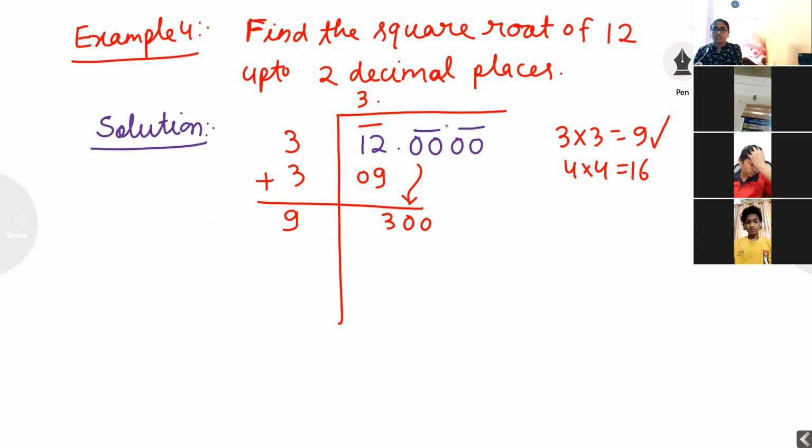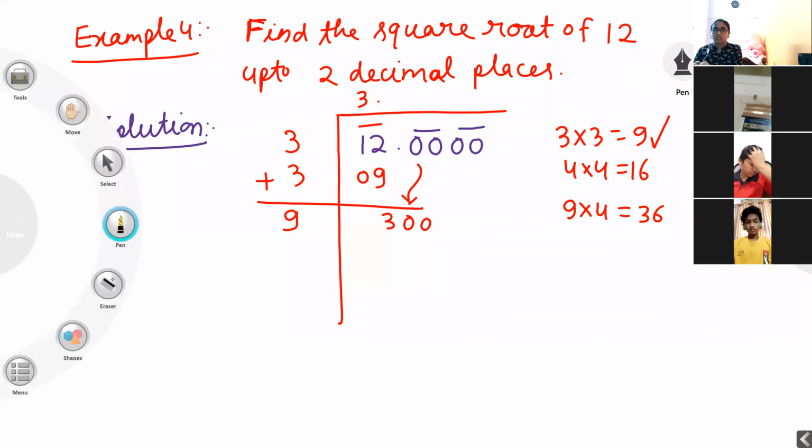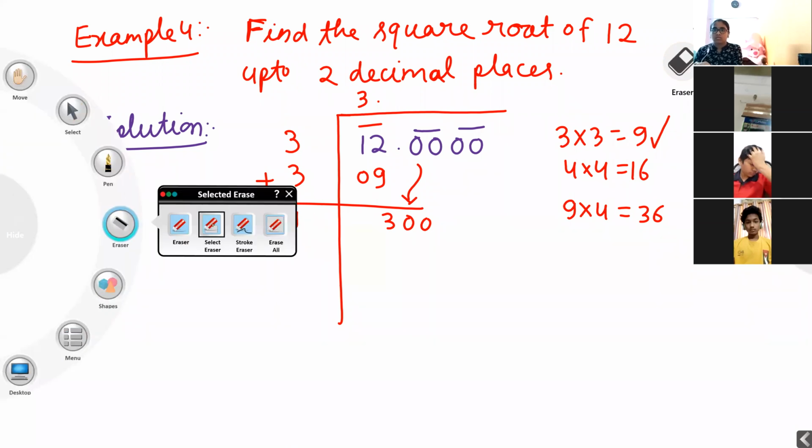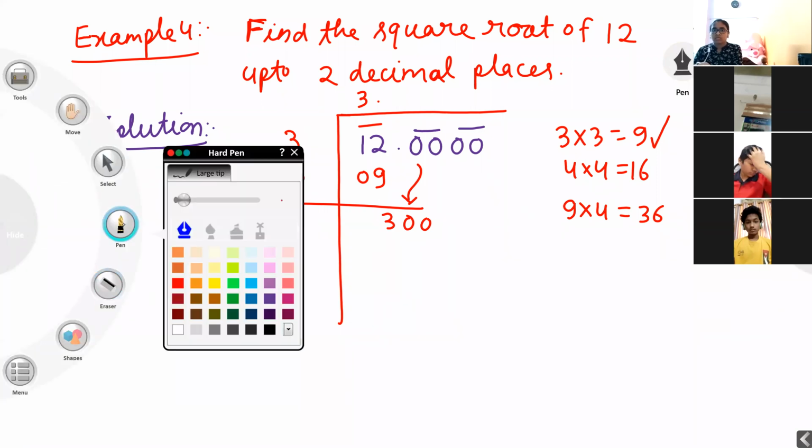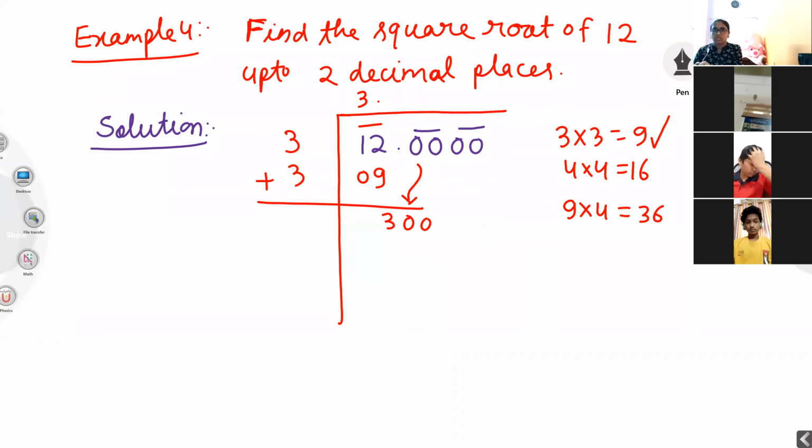If I want to multiply 9 into 4, 36. Here I am doing wrong. No one is checking here. Students, that's why I am saying you are not concentrating on the screen. 3 plus 3, 6 will come, not 9. Boys and girls, both of you are not concentrating.